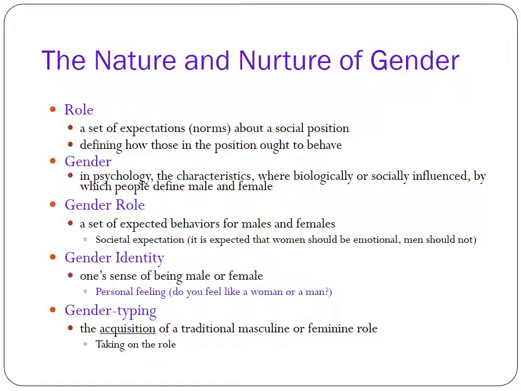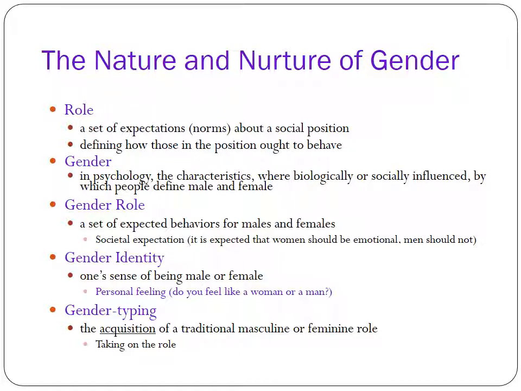This page, I don't really go into too much. These are really terms that you should know. Role, a set of expectations. Gender is not your sex. Gender is what you identify with as the rules about being male and female. A gender role is the set of expectations. Gender identity is what you see yourself as. So none of this has to do with X or Y. This has to do with social constraints and what you feel.